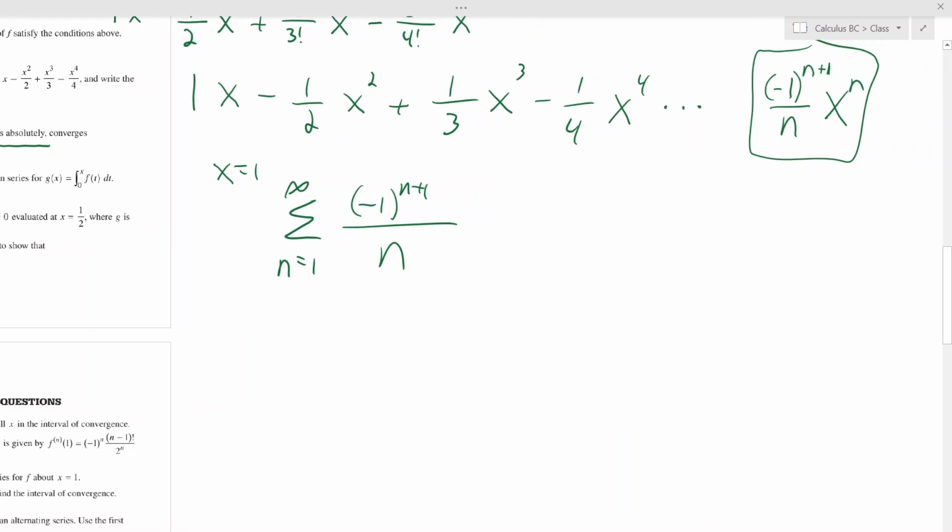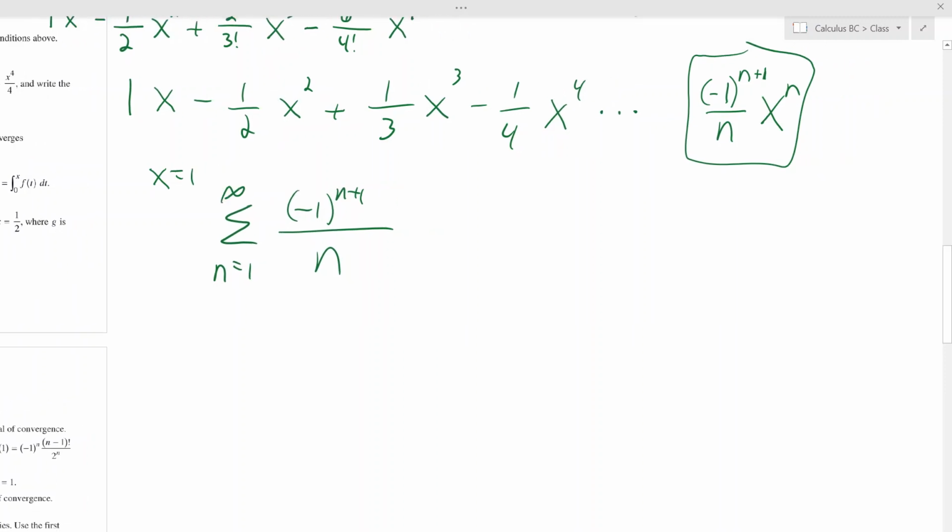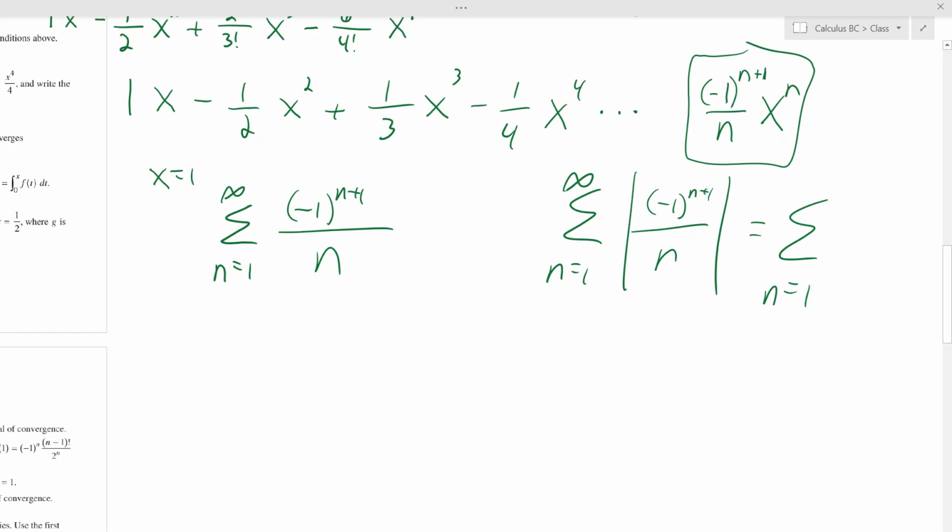If the absolute value converges, then the whole thing converges and it's absolutely convergent. The problem with this is the absolute value of it. So we have to check this series too. If you take the absolute value of it, that just takes away the alternating part, right? That's just that.